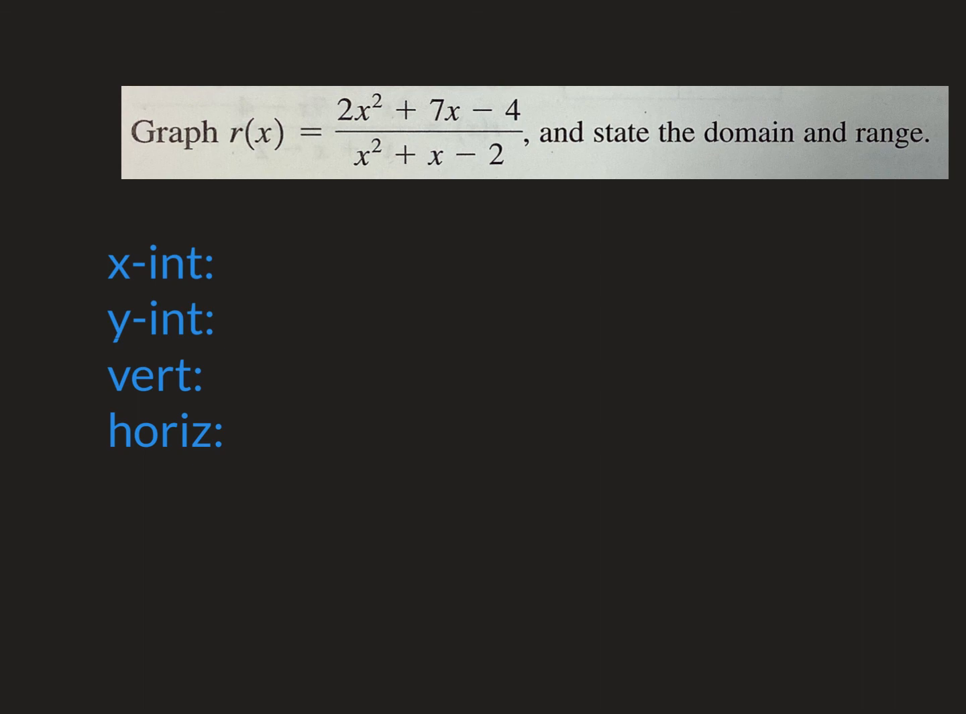All right, graph this one and take the domain and range. To graph it, we need all kinds of info. So you basically need to find those 4 things every time you do one of these. Let's find the x-intercept first. The x-intercept is whatever makes the numerator 0. So what we need to do first is factor the numerator and denominator.